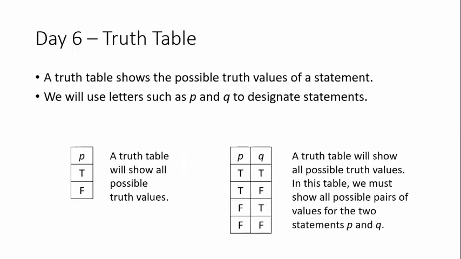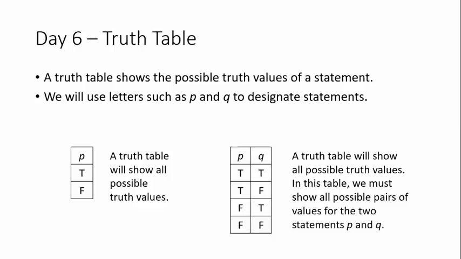We will be using truth tables to demonstrate some of the logic. The truth table shows the possible truth values of a statement. A lot of times we will designate statements with letters such as P and Q, maybe R, S. So on the left here we have a very small truth table. We have the statement P, and P can either be true or false.